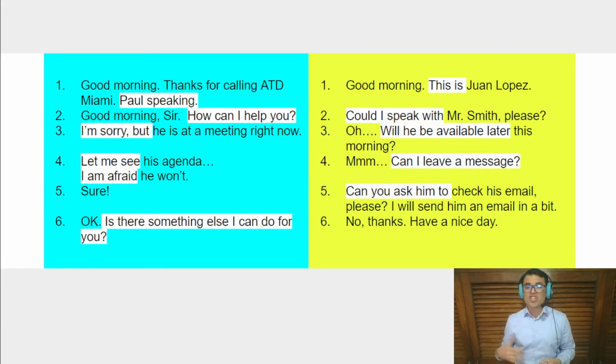Yellow, 2. Could I speak with Mr. Smith, please? Light blue, 3. I'm sorry, but he's at a meeting right now. Yellow, 3. Oh, will he be available later this morning? Light blue, 4. Let me see his agenda. I'm afraid he won't. Yellow, 4. Can I leave a message?